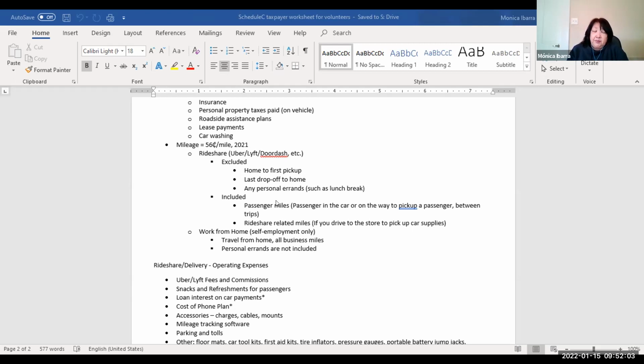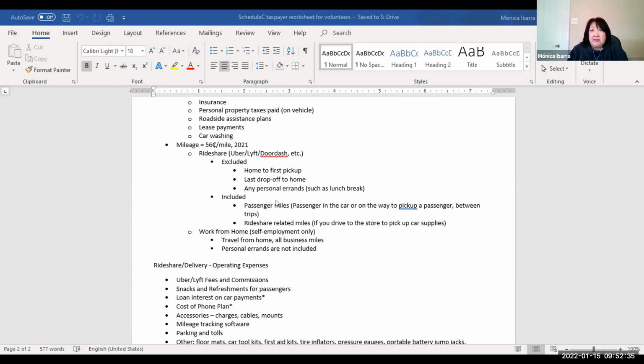It is different from work from home. So I have a construction business and my office is at home, and I do my work at home, but I travel from home to go to the places where I have to do my business. I'm driving from here to a house that I'm working on. That is all included. So I drive from here to the house that I'm working on.